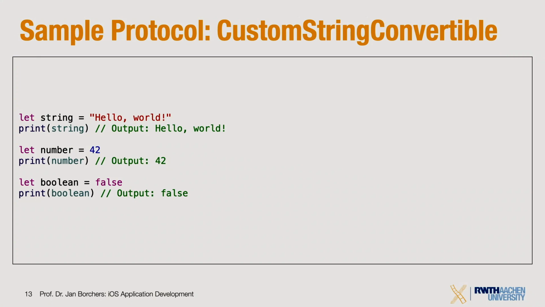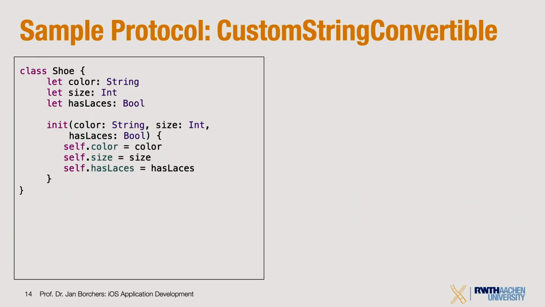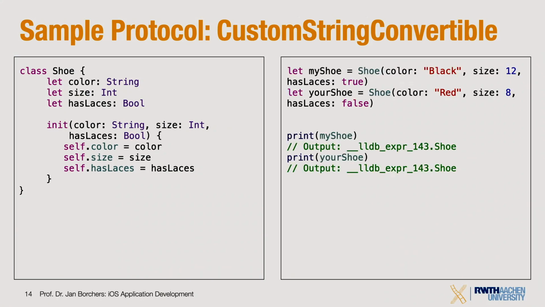So the solution to that is basically just to say, well, I have a class here. This is a shoe class that has color, size, and it has a laces Boolean, and it has an initializer that sets these things. And if I now want to go ahead and print that out as a custom class, that won't work, right? So this is not the solution yet, this is the problem, right? Because if I do actually set up two shoes, like my shoe and your shoe here, and then print them out, I get like LLDB expression 143. Not so great, right, as a description of what that instance is actually about.